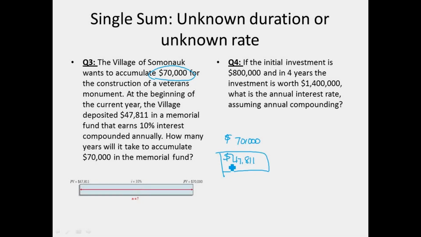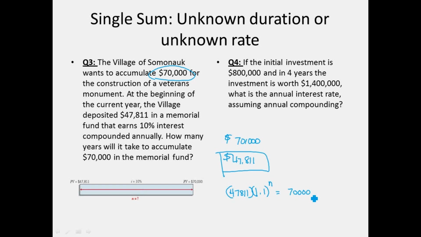So there's a formula, right? It says 47,811 times 1.1 to the some number, n, is equal to 70,000. So how did you solve that problem? Did you use a financial calculator or the formula? What did you need to enter to get this N? That's what I'm asking.